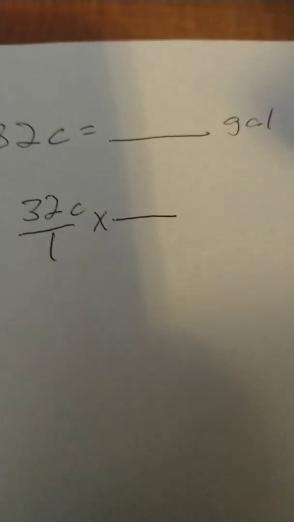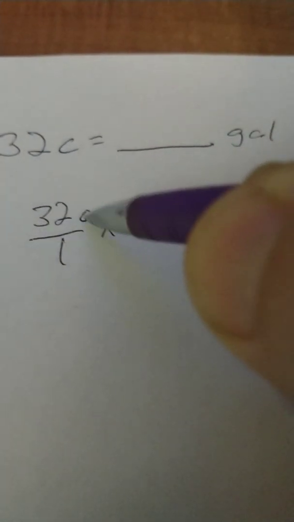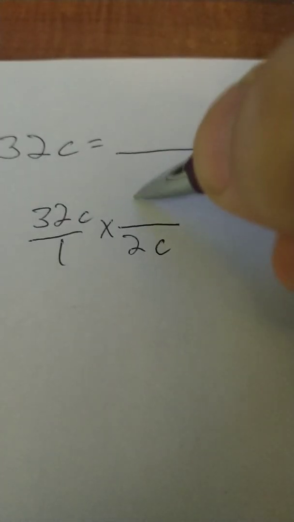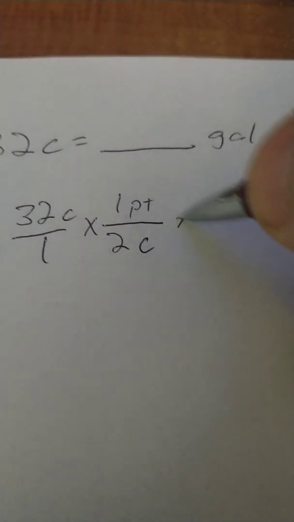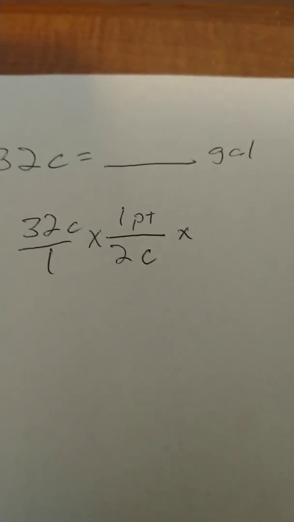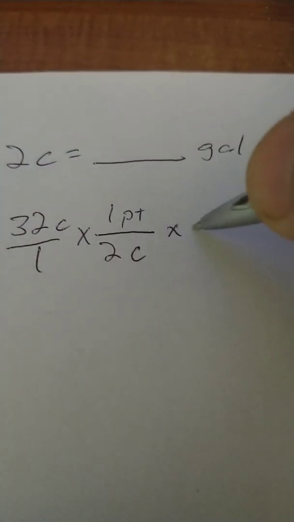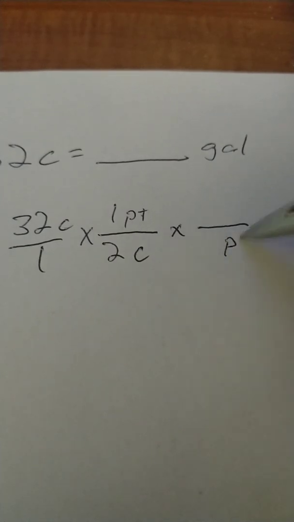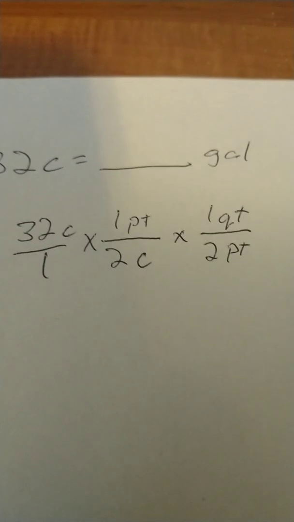So 32 cups. There are 2 cups in a pint. Since my cups are up here, I want these cups to be down here. So 2 cups is 1 pint. There's my first step. Multiply again. I got to turn pints into quarts. There are 2 pints in a quart. So I want my labels to cancel out. So a pint's on top. I'm going to put a pint down here on the bottom. 2 pints is 1 quart.